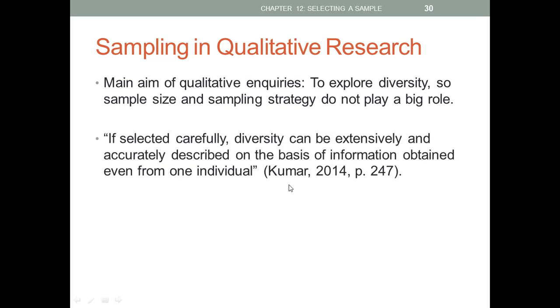I want to quote from Kumar, 2014, page 247, because this is an illuminating quote. If selected carefully, diversity can be extensively and accurately described on the basis of information obtained even from one individual. For qualitative researchers, you have some reason to be happy about. Diversity can be described extensively on the basis of just one individual.